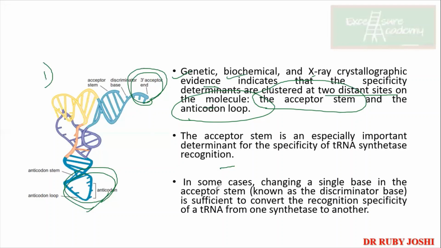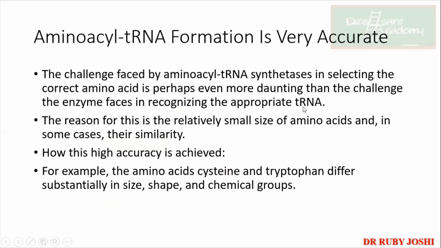In some cases, changing a single base in the acceptor arm, which is also known as the discriminator base, is sufficient to convert the recognition specificity of a tRNA from one synthetase to another. This is an example where they have changed the nucleotide sequence.